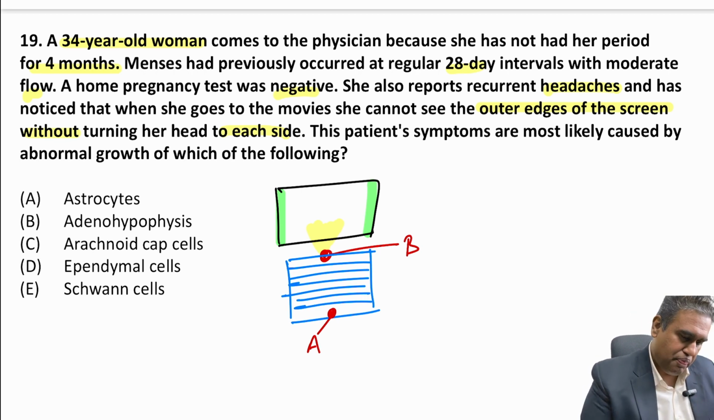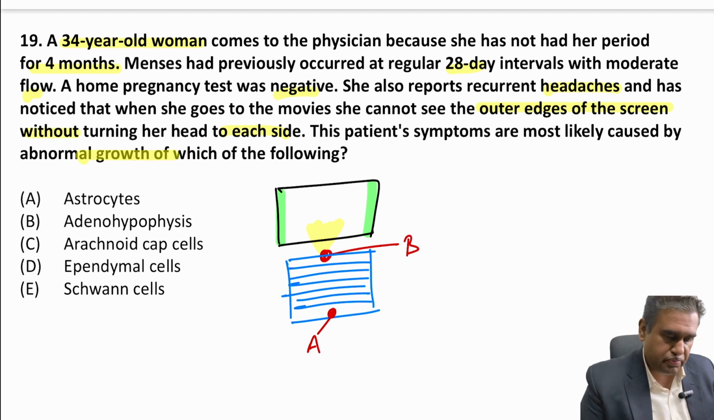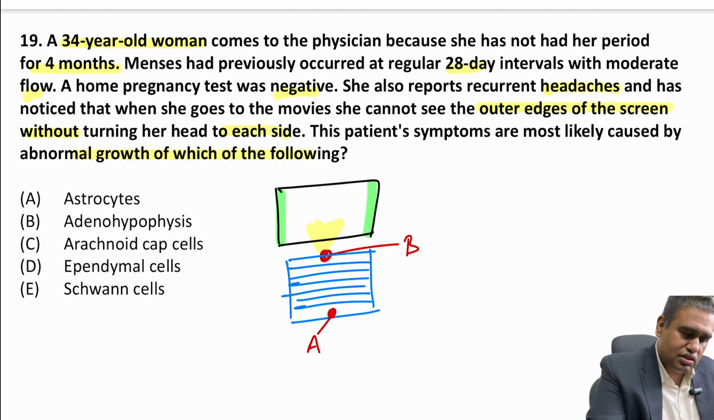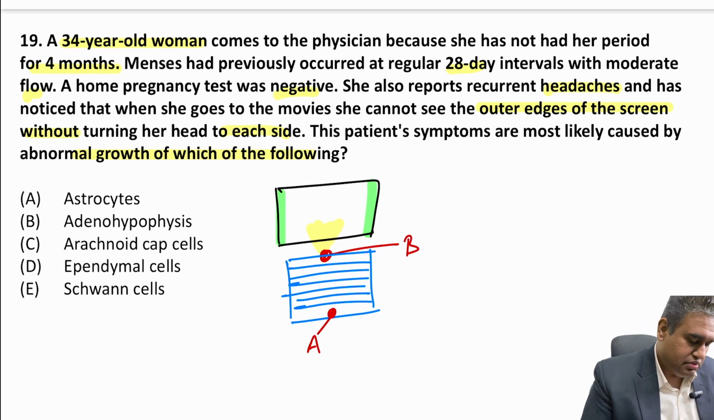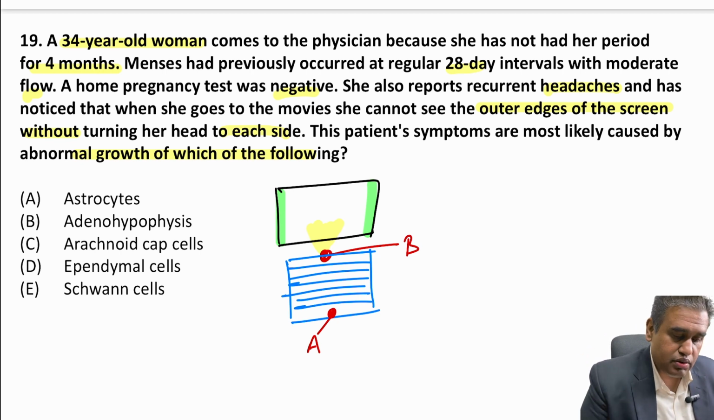Coming back to the question now. She is not able to see the outer edges of the screen. The patient's symptoms are most likely caused by abnormal growth of which of the following? So, coming back to the question, forget the movie for a while.